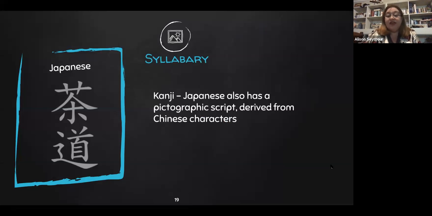So they also have the kanji script, which is a pictographic script, and that's derived from Chinese characters. And this script is where it has a symbol to represent, say, an idea. So for example, man has got a symbol where it looks like somebody's standing. So those are the 2 different types of scripts that Japanese have. But yeah, in terms of representing a consonant and a vowel, it's quite a different written experience, I suppose.